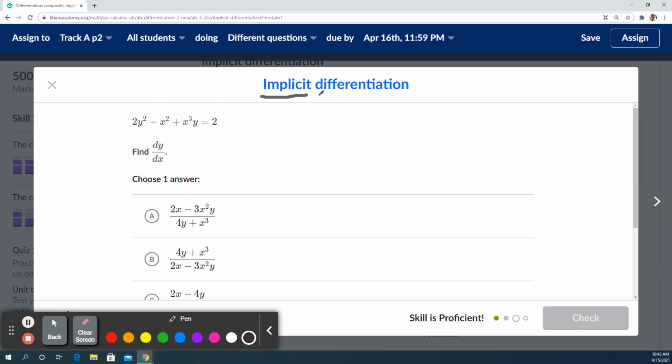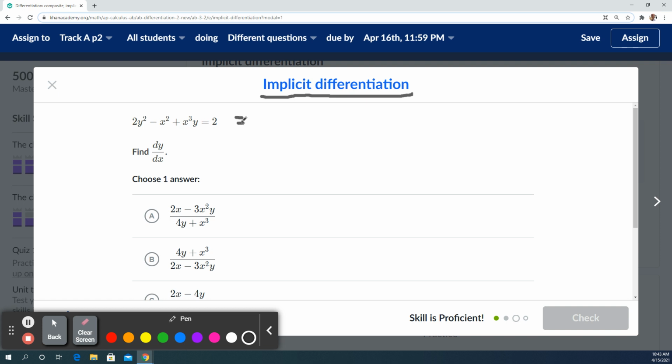We are doing implicit differentiation, and we have this function here. So the idea here is we can't isolate y to do the derivative with respect to x on it. So we are doing the derivative of both sides and then applying the chain rule or the product rule or whatever types of derivative techniques we need to for each of these terms respectively.